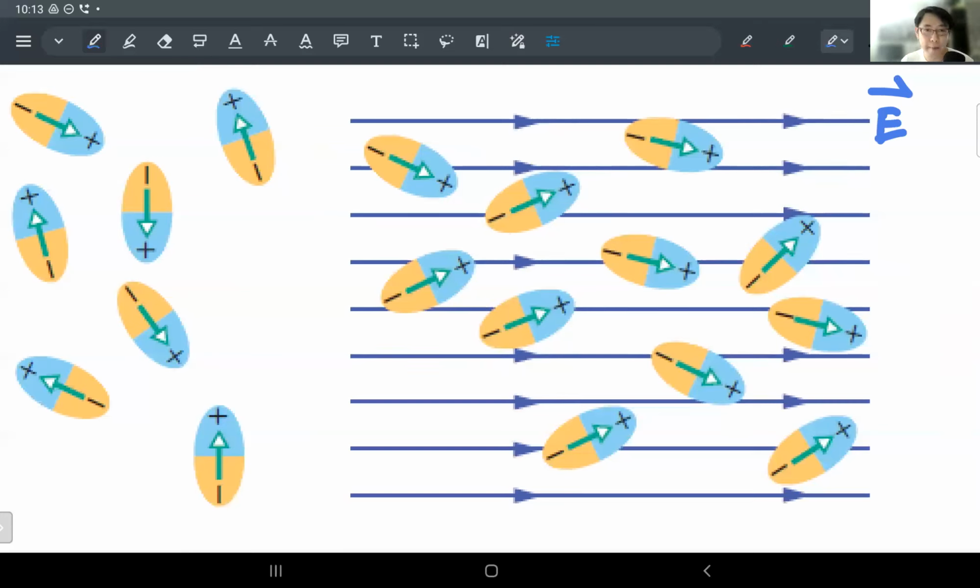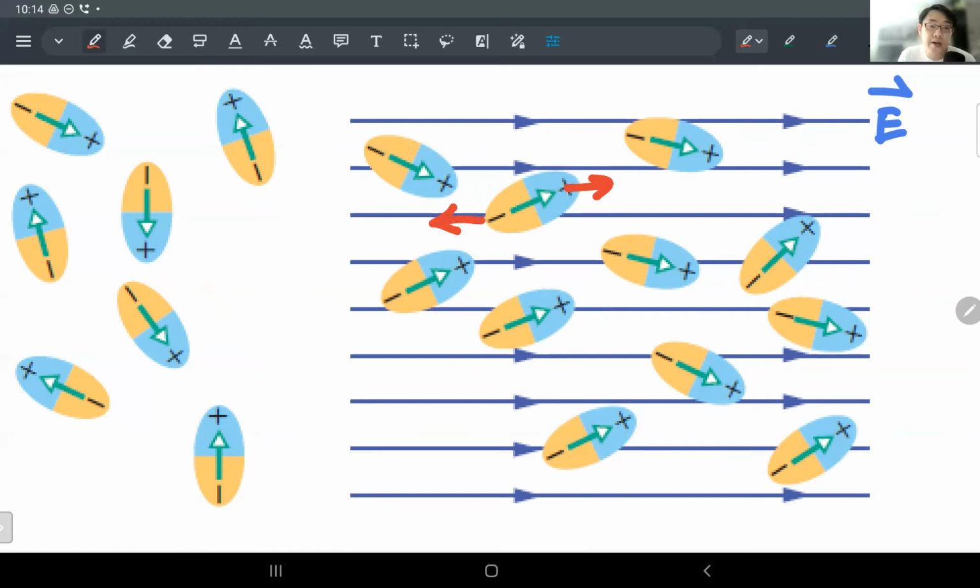All right, don't have to think that much. Of course, we already learned that the positive charge tries to move along the field, and the negative charge will try to move against the field, correct? So that means the positive charge is trying to go to the right, and the negative charge is trying to go to the left.